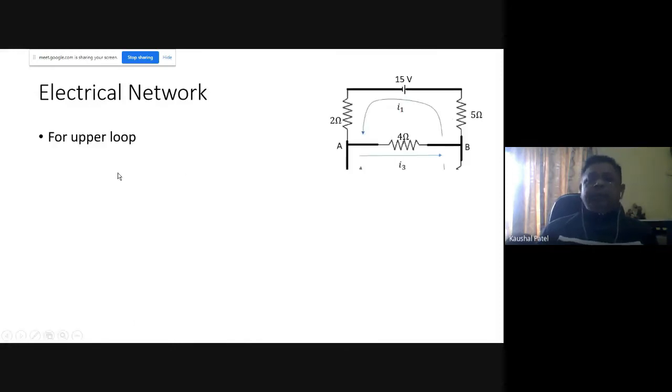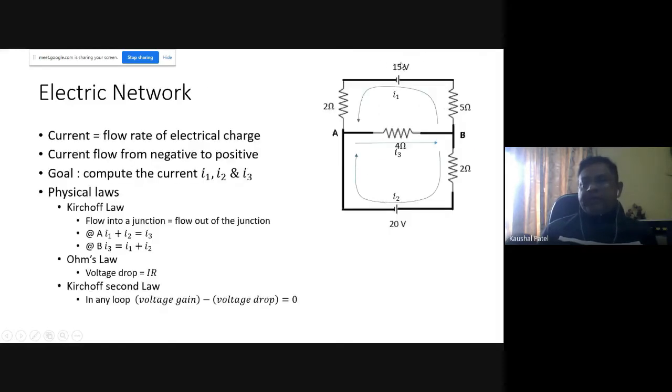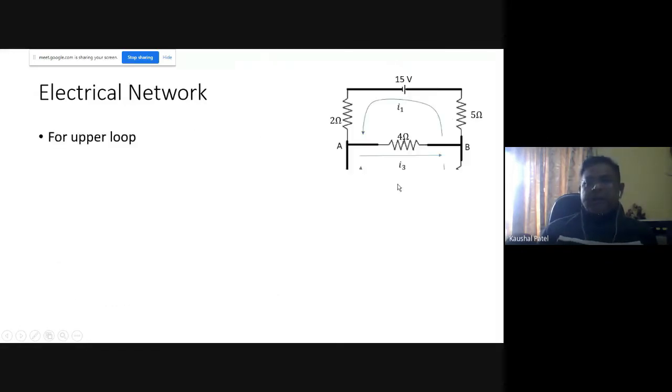Now, here we have two different electric networks, the upper circuit and the lower circuit. Let me go with the upper circuit first. In the upper circuit, the voltage gain is 15 volts, going in this direction and completing the whole circuit. So 15 minus 2 I1, because the voltage drop across the resistance is minus 2 with current I1, minus 4 I3, because of the voltage drop across this resistance with current I3, minus 5 I1. So this is equal to 0.